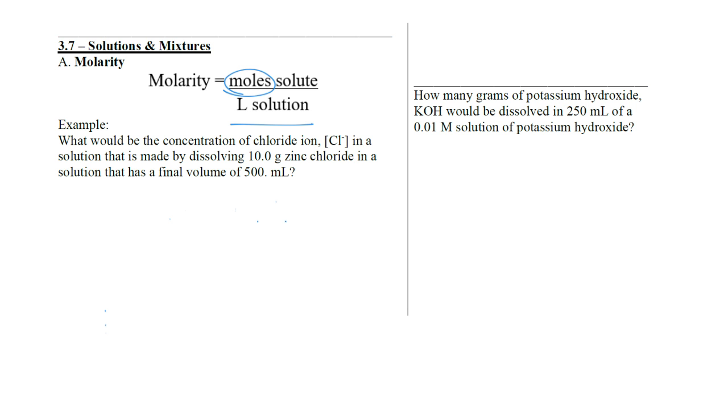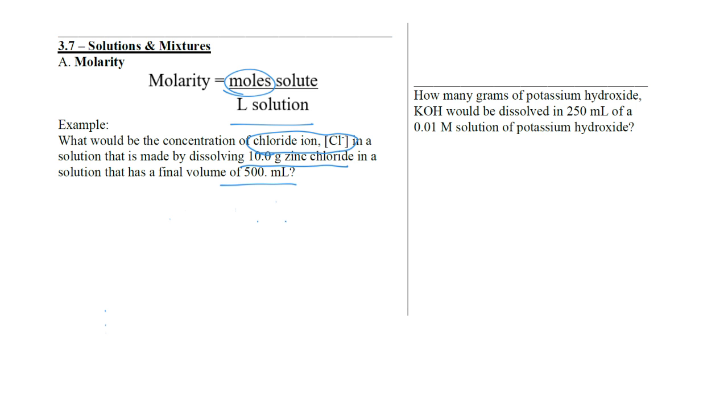Obviously, if you're not given moles, you have to convert from grams to moles first and then plug it in. Have to convert from milliliters to liters to plug it in. But we do have a specific question here that we'll go through as an example. What will be the concentration of chloride ions, Cl minus, in a solution that is made by dissolving 10 grams of zinc chloride in a solution that has a final volume of 500 milliliters?